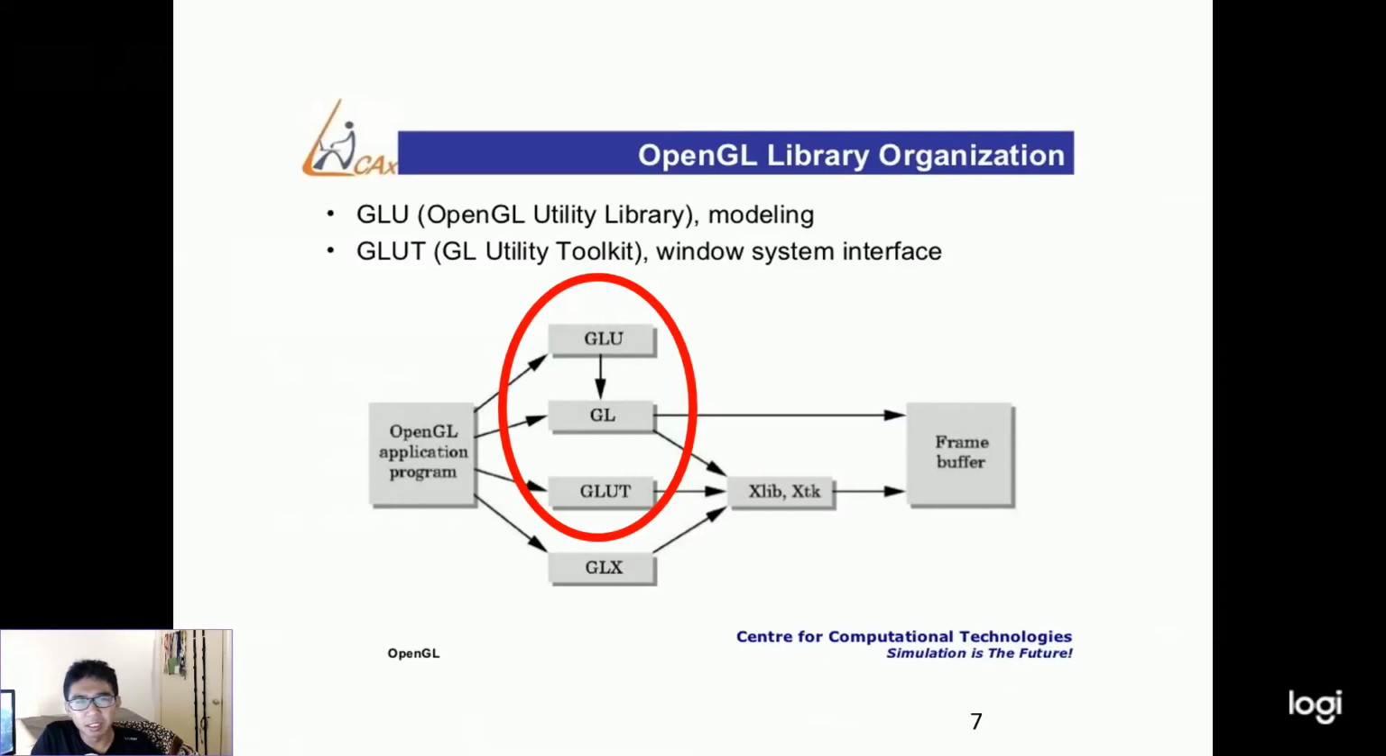The main components of the OpenGL library are GL, the GLU OpenGL utility library, and also GLUT, the GL utility toolkit, which handles the windows system interface. So these are the components: GL, GLU, and GLUT. All three components exist together in order to create your application using the OpenGL graphics library. So you need to put them into your directory and call this library.